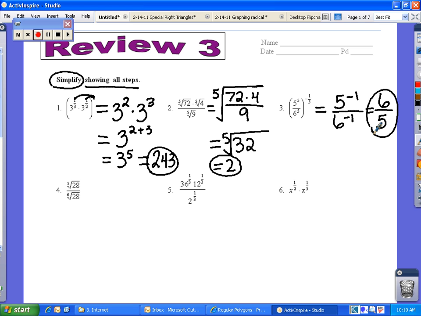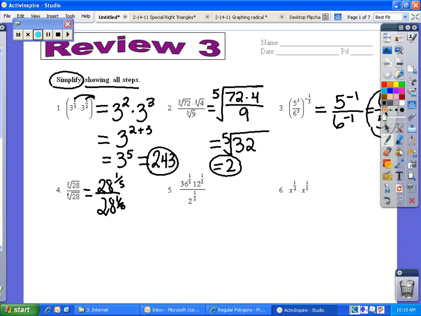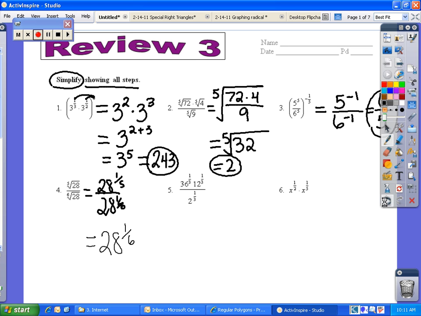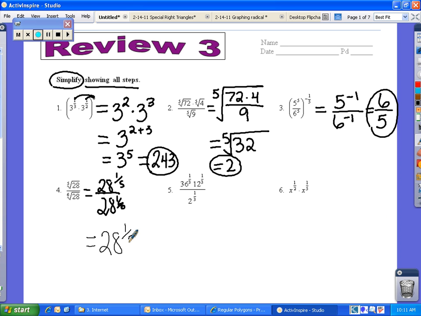For number 4, this one's a little bit tricky because you can't really do anything with it unless you first write the powers. So you should do 28 to the power of 1/5 over 28 to the power of 1/6. Now you can see that for this one you have the same base for each of the exponents. So now you can just rewrite this as 28, and when you're dividing you want to subtract exponents. So that's going to be 1/5 minus 1/6.